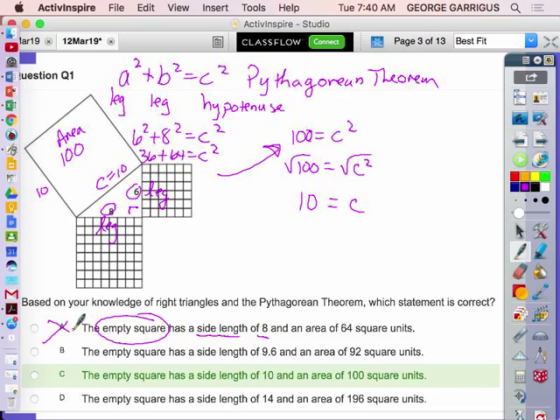The empty square has a side length of 9.6. Well, we just proved that the empty square has a side of 10. So only one of the answers was C. The empty square has a side length of 14 and an area of, okay, so we know that's not true. So you have to actually do the Pythagorean theorem to find that missing side, the long side, the hypotenuse, opposite the right angle of 90 degrees.